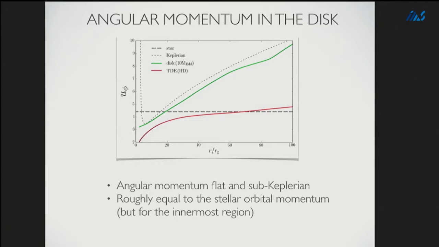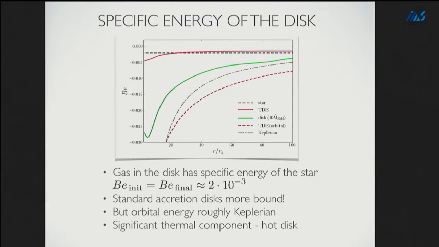The angular momentum is very low, and this more or less corresponds to the angular momentum of the initial star, and is much lower than in case of a regular super-Eddington accretion disk I like to simulate. The total specific energy is more or less equal to the stellar specific energy, but if we plot only the orbital energy of that gas, it is more or less Keplerian, and the excess goes into the thermal energy.